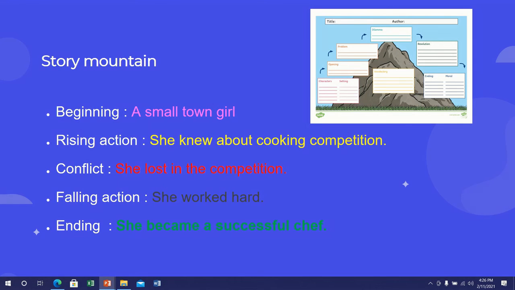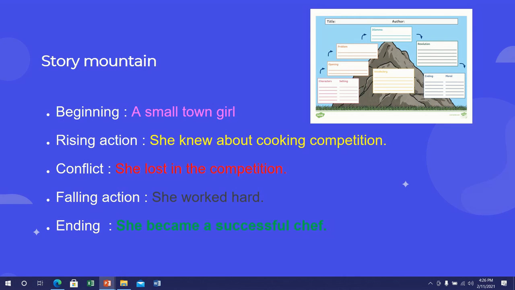So let's say maybe she knows about the cooking competition from an advertisement, or maybe from TV or something. And then you have to think about some interesting conflict that happened to her. So maybe she lost in the competition the first time, and then somehow she did it a second time, and she learned a lesson, and she became a better chef. So she worked hard and she found a solution in here, and then she became a successful chef.